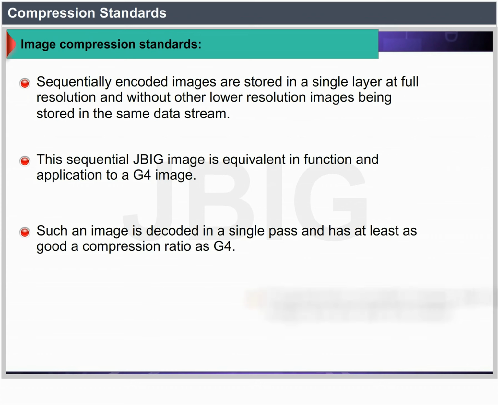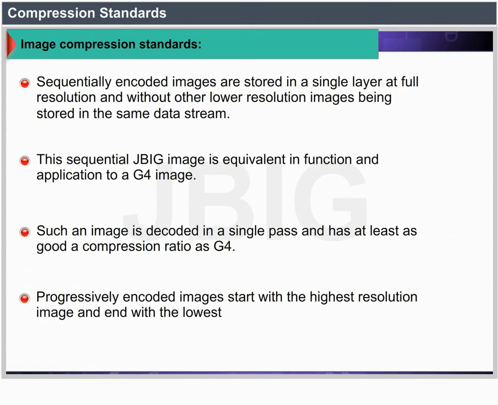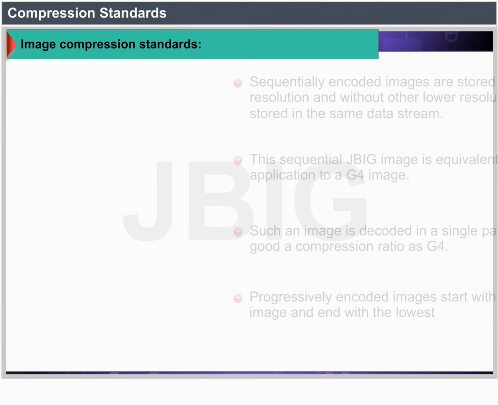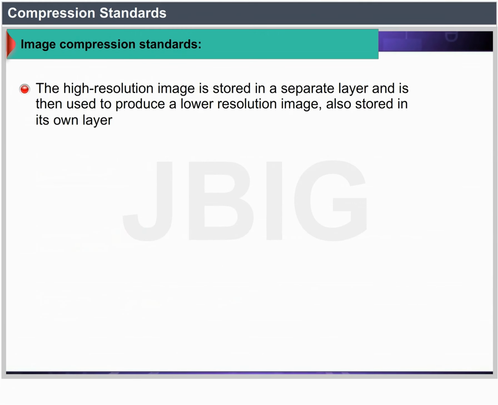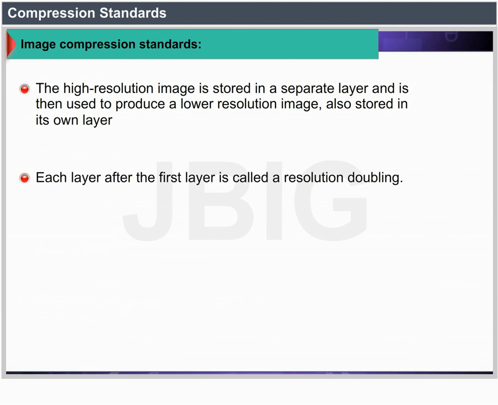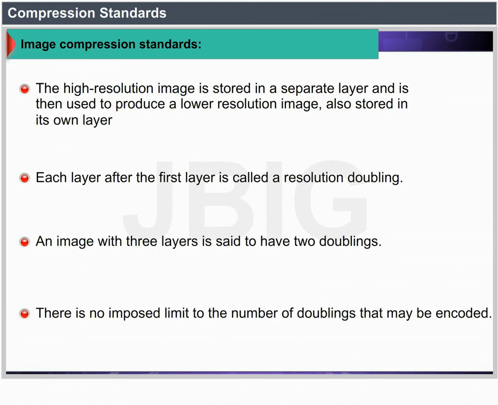Progressively encoded images start with the highest resolution image and end with the lowest. The high resolution image is stored in a separate layer and is then used to produce a lower resolution image, also stored in its own layer. Each layer after the first layer is called a resolution doubling. An image with 3 layers is said to have 2 doublings. There is no imposed limit to the number of doublings that may be encoded.